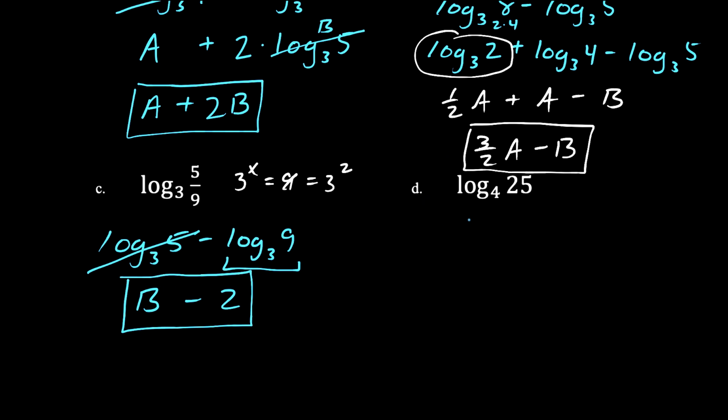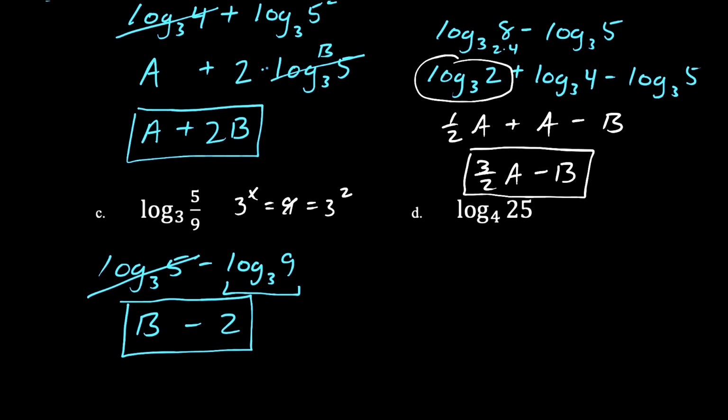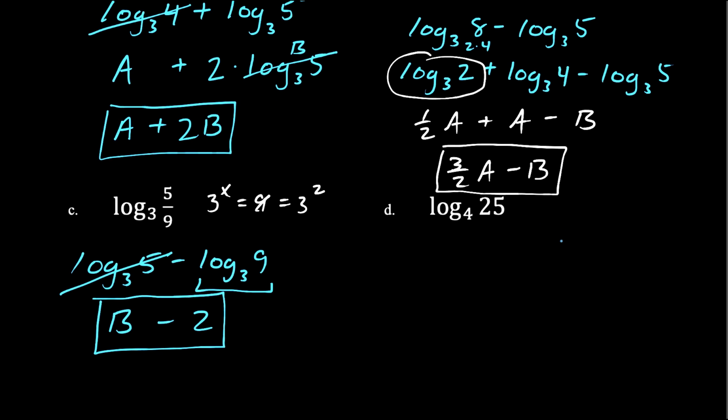Now, part D, notice it says log base 4 of 25, so those are different bases. So we need to use our change of base rule. Now the change of base rule says that if we have log base, we can go with any base here, so I'm going to say base b of x, is equal to log base, any new base, so I'm going to just say c of the x over log base c of the b. I like to visualize this as I can do the log of x over the log of b.